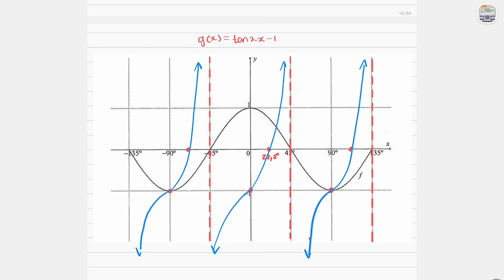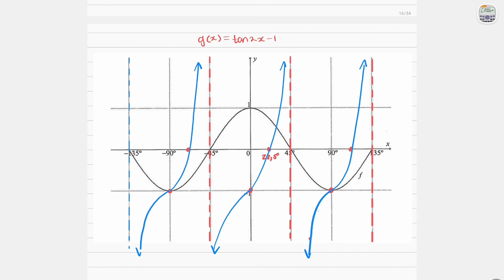Normally that asymptote, you will see it every 180 degrees, but because of this 2, you're going to see it every 90 degrees. So we're also going to have an asymptote here from -45 degrees to -135 degrees. We have 90 degrees. Okay, so there. And this is our graph.